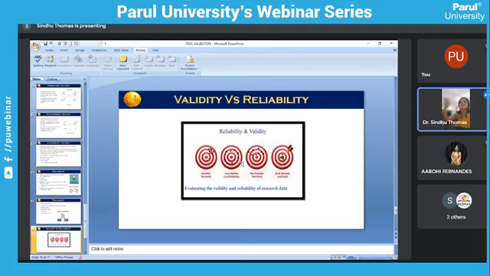Whereas the last arrow board shows that all the points are in the middle. The questions are valid, and the answers given by all the participants on different days or by different observers are coming to a nearby point. So the last picture shows that the tool that is developed is highly reliable and highly valid.